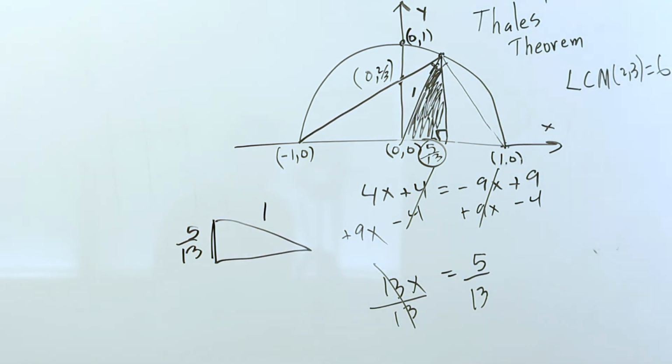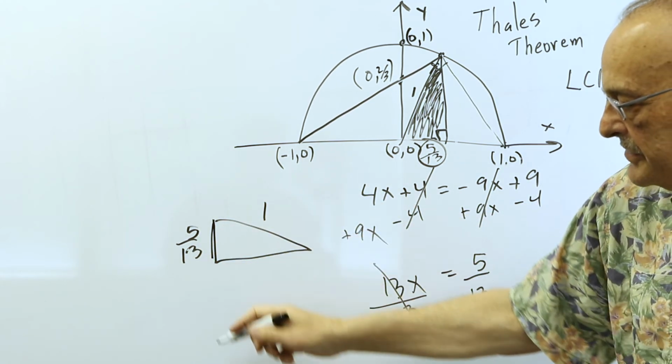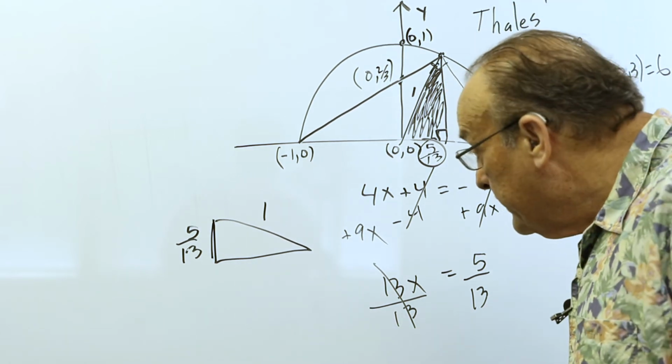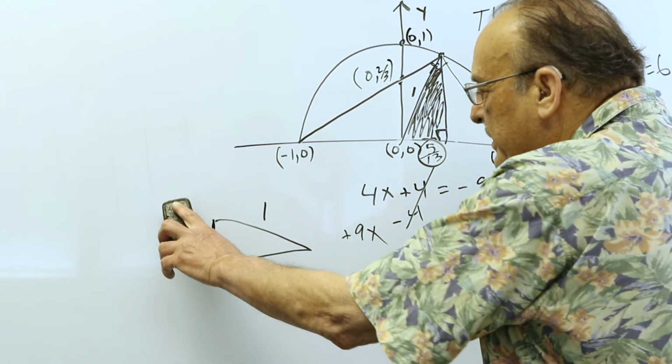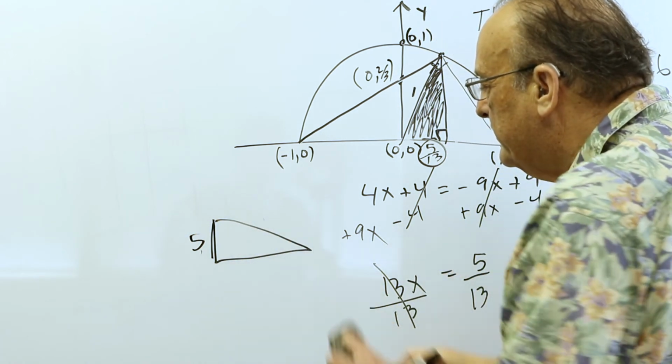Now, what I'm going to do is blow this up by timesing every side by 13. So if I times by 13, I get 5, and I get 13.